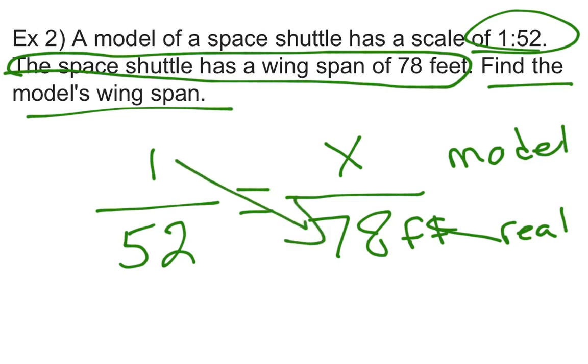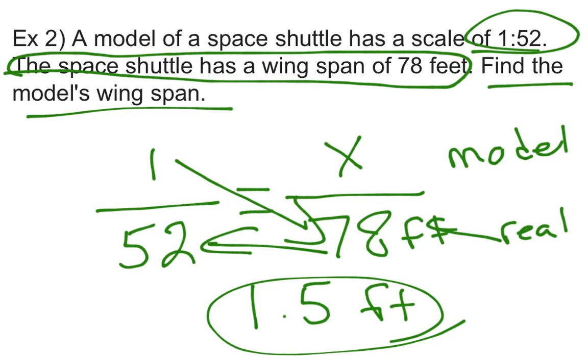1 times 78 is 78. 78 divided by 52 gives me 1.5, and if I want to label it, I would label it feet. So on the model, it's going to be 1.5 feet. I know that the label is feet because without units, I know both of those are the same, and if it's feet on the bottom, that tells me they're all feet.